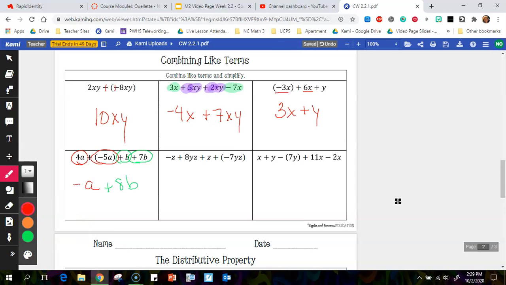Okay, let's look at the next one. Negative z and this z right here are like terms. And then my 8yz and my negative 7yz are like terms. These two actually cancel each other out because negative z and positive z is 0. So my answer is going to be either 1yz or you could just put yz. The last one I'm going to leave for you to do.